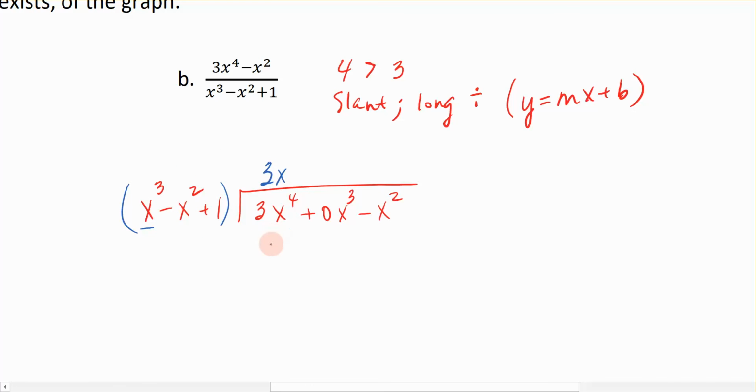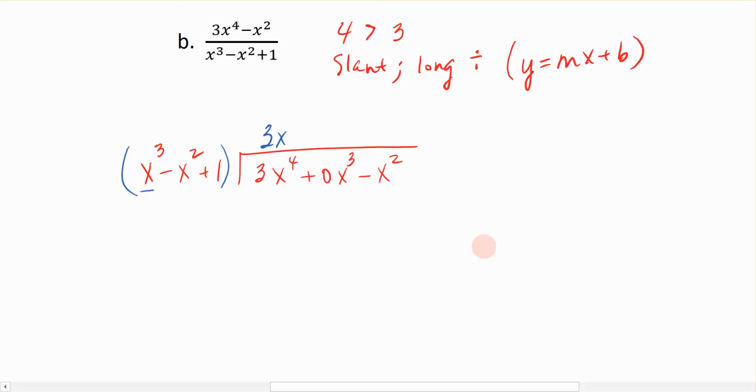So don't forget, when we do long division, we now multiply this number by all three of these terms. So this is going to become 3x times x cubed, which would be 3x to the 4th, minus 3x cubed plus 3x. So plus 3x. I've got to line up my x over here because it's not a squared.